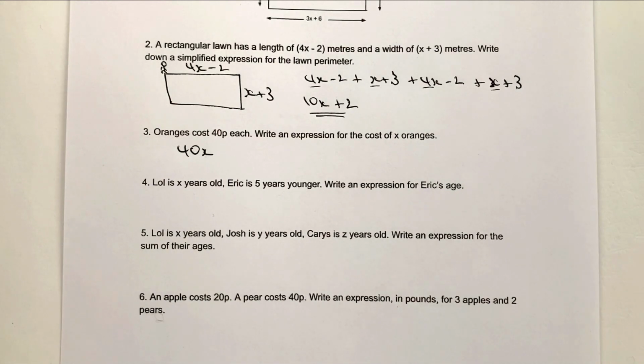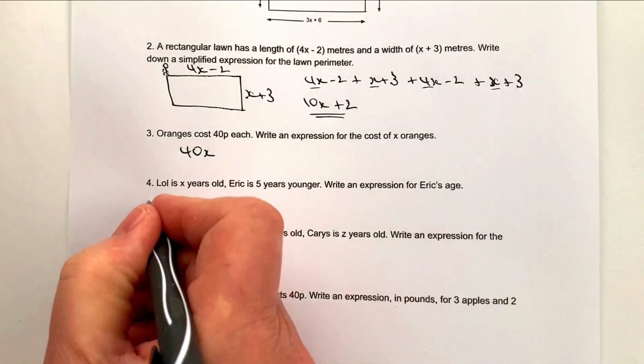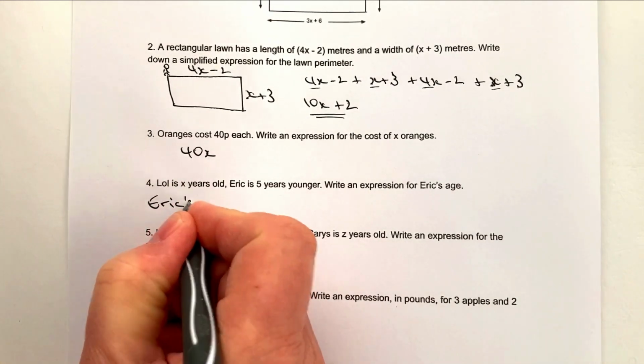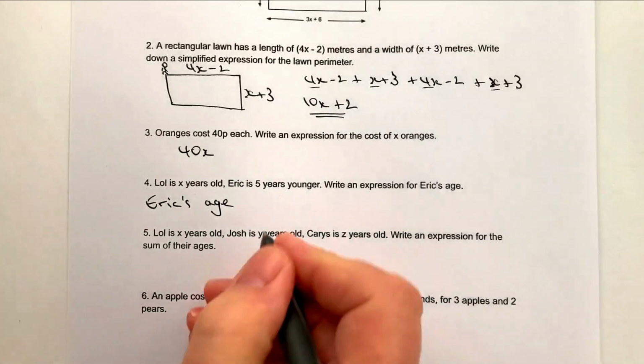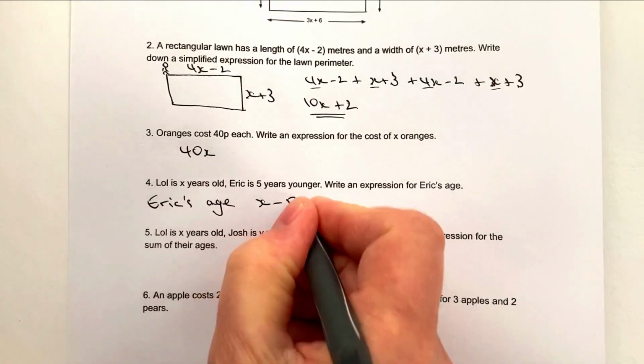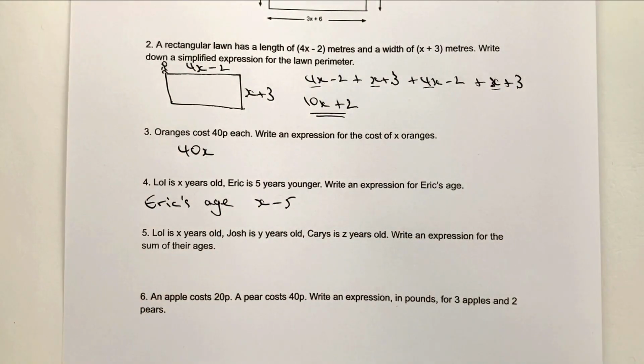Okay, so Lol is x years old. Eric is 5 years younger than Lol. Write an expression for Eric's age. Well, Eric's age is going to be 5 years younger than Lol, so it's going to be x minus 5. And that's an expression for Eric's age. And thank you again, Eric, for all of your support.